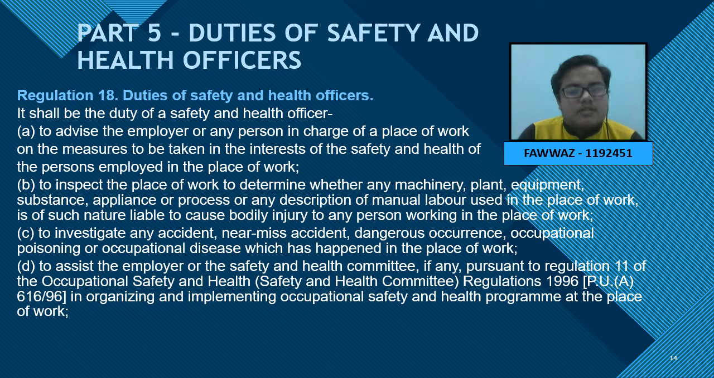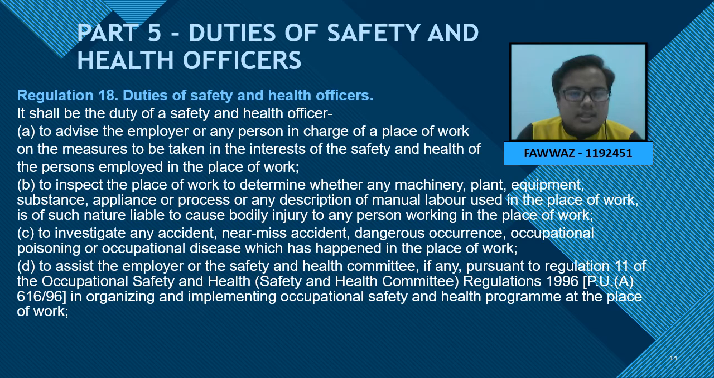The first one is to advise the employer or any person in charge of a place of work on the measures to be taken in the interest of the safety and health of the persons employed in the place of work. Number 2 is to inspect the place of work to determine whether any machinery, plant, equipment, substance, appliance or process of any description or manual labor used in the place of work is of such nature liable to cause bodily injury to any person working in the place of work.